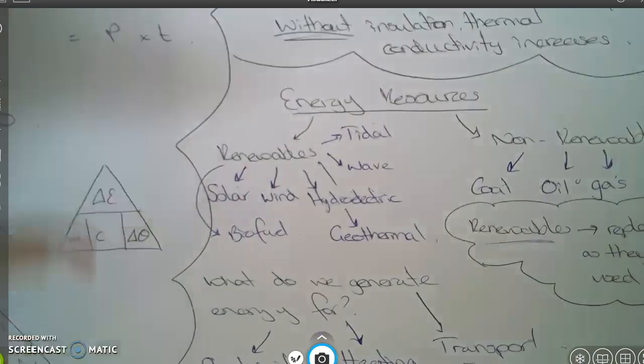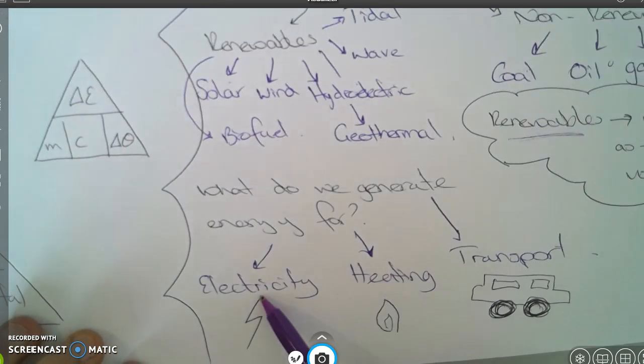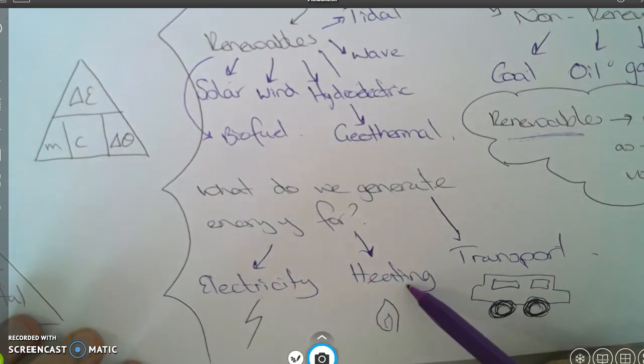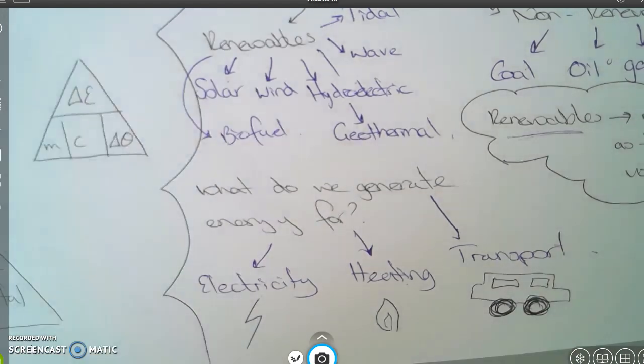Okay, now why do we generate electricity? What do we do it for? Well, we do it for three things. We generate electricity, we heat things, and for transport. Look how horrendous that car is. But anyways, for transport, okay, as fuel.